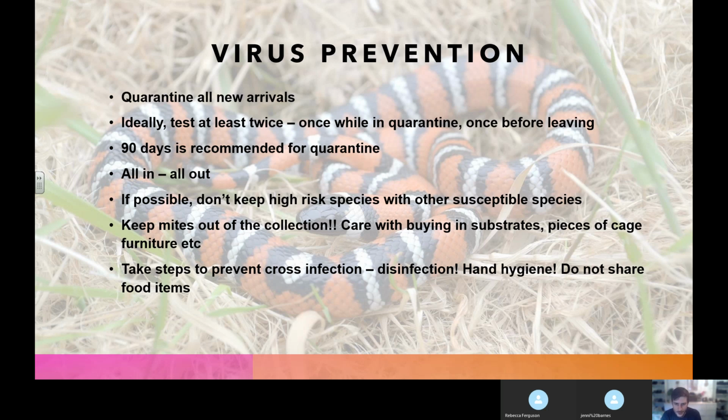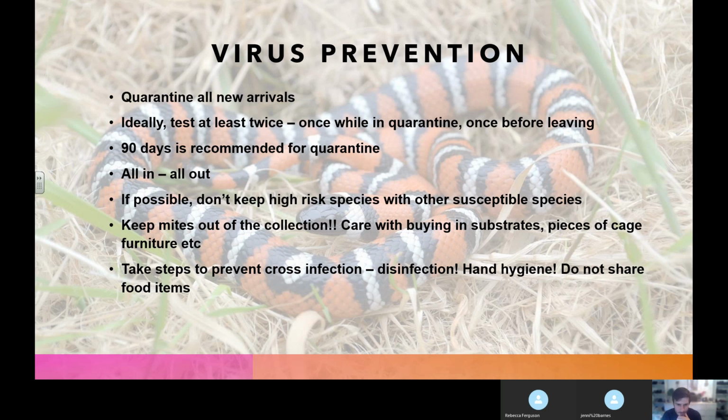But you could be exposing that first snake to new pathogens with the new snake that you put in quarantine. So you can't stagger new animals coming into your quarantine facility. You've got to have them all in and then all out, and have them all in for the same length of time. If possible, don't keep high-risk species with other susceptible species.